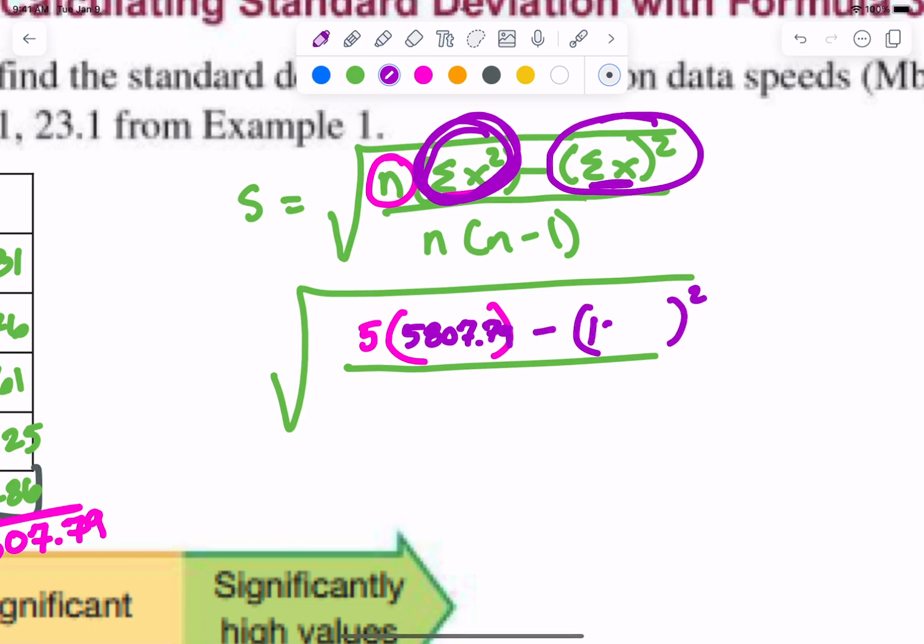153. That's the 153, and I want to square that number. Does that make sense? Do you see the difference between the two? The sum of the x squareds versus the sum of all the x's. That number squared.